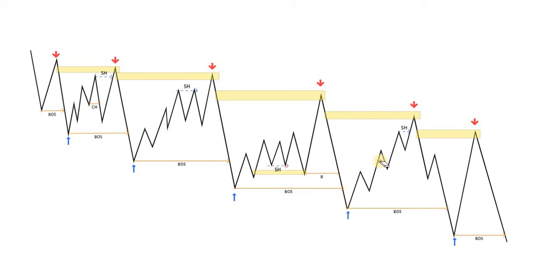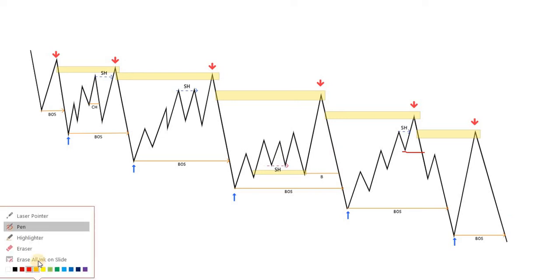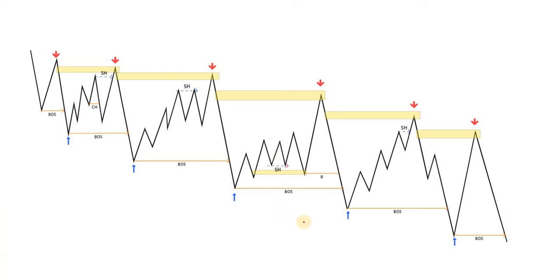Once again, we wait for a mitigation, and this is simply a change of character. And if this move ended up breaking this weak low, then we can refer to this as a strong high. We expect price to continue from there. Now this is just a schematic. It's not as easy as you are looking at it, but this is just the basics of what I really want to teach.